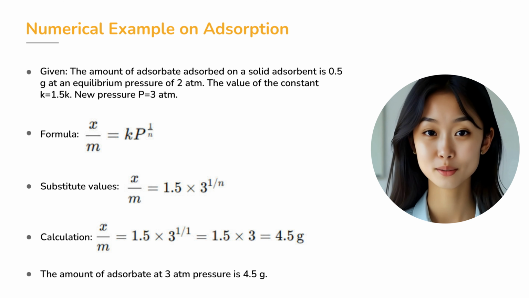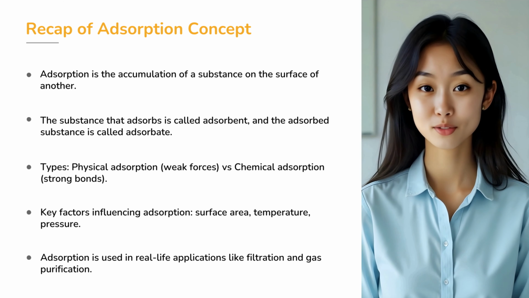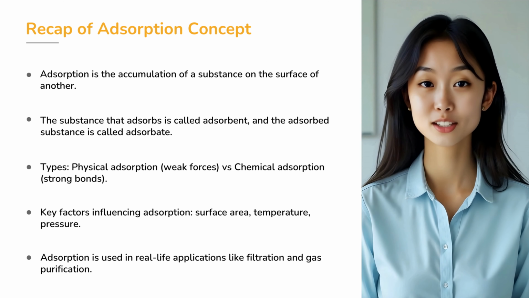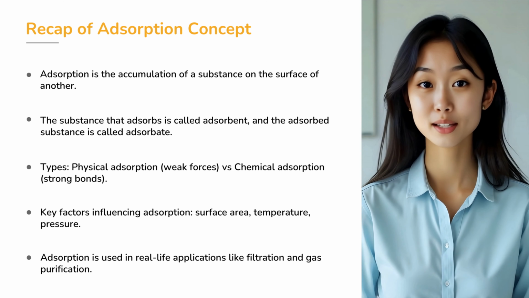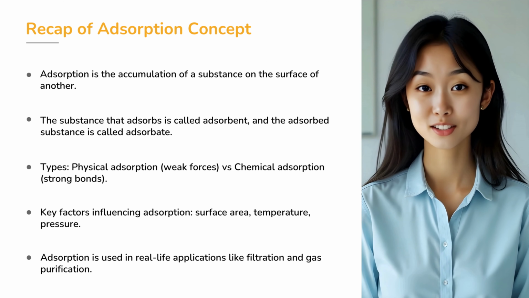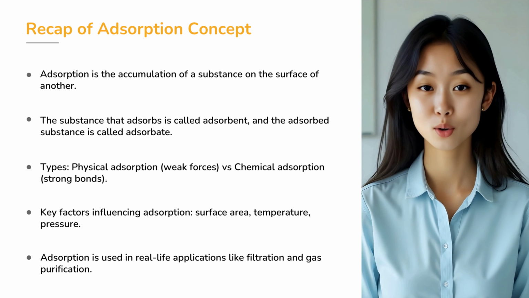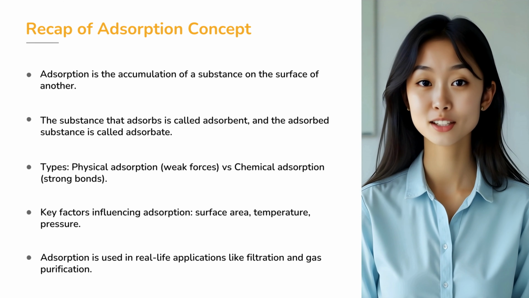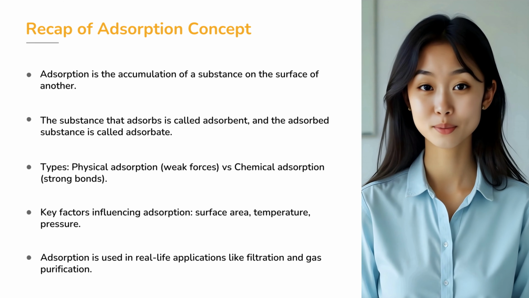The problem is solved. Let's quickly recap what we've learned today. Adsorption is when one substance sticks to the surface of another. The adsorbent is the surface and the adsorbate is the substance that sticks. We also saw that physical adsorption involves weak forces, while chemical adsorption involves strong chemical bonds. Factors like surface area, temperature, and pressure all affect how much can be adsorbed. And we explored how adsorption isotherms help scientists predict how gases behave when adsorbed onto solids.